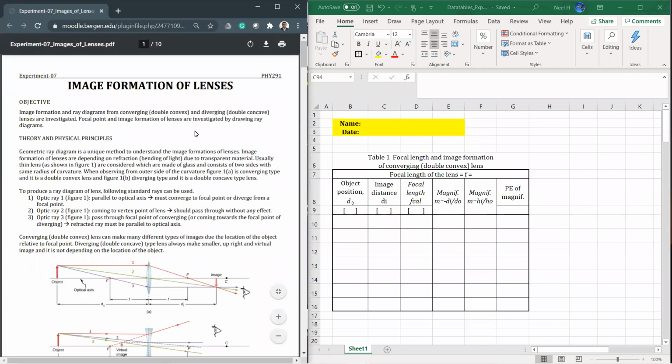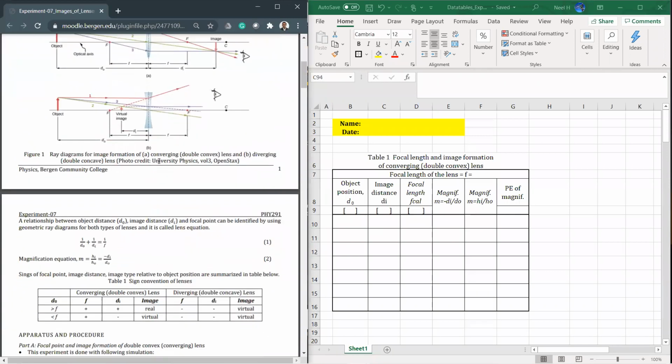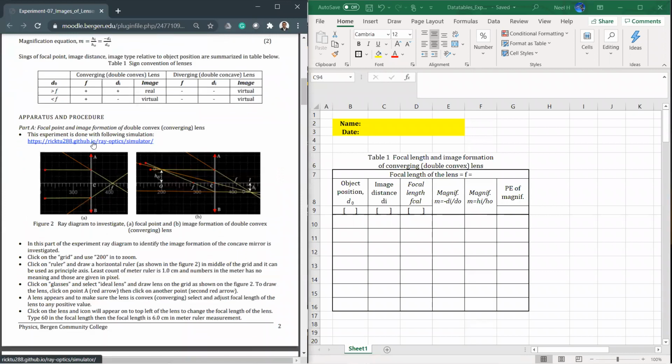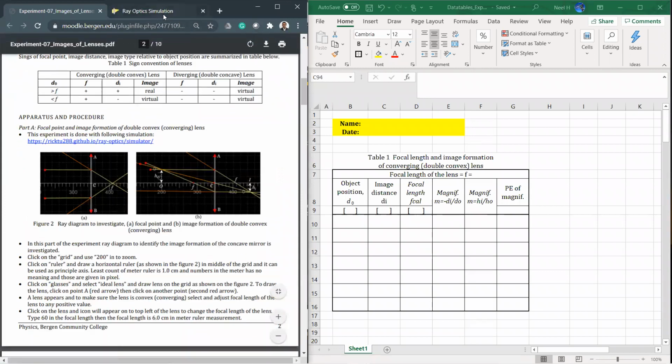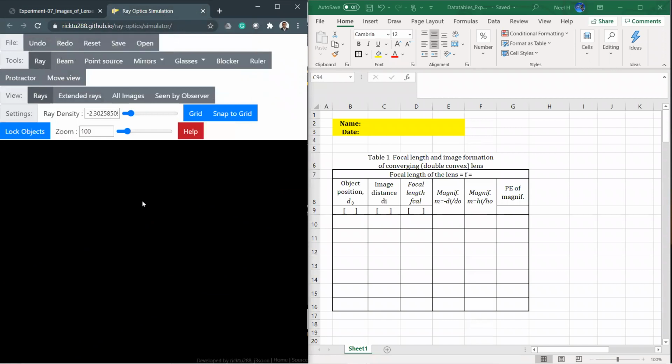Okay, so let us start experiment number 7, image formation of the lenses. Okay, so we're going to use this simulator. All right, now this simulator we used last time also.